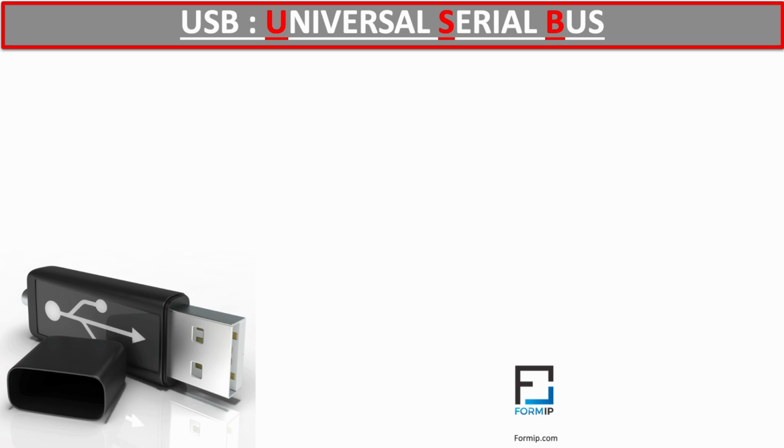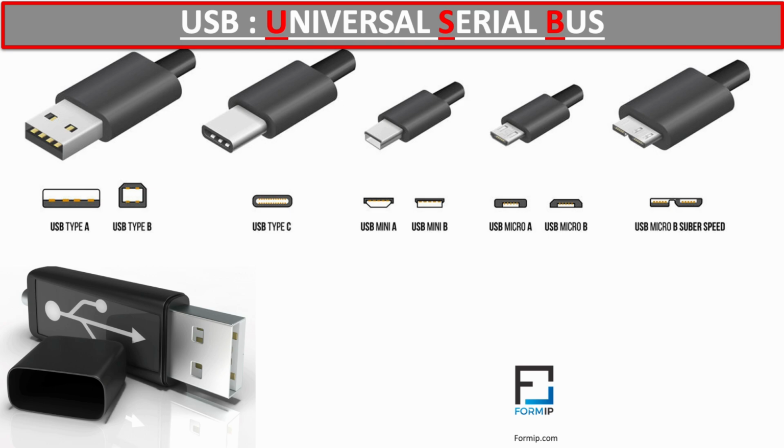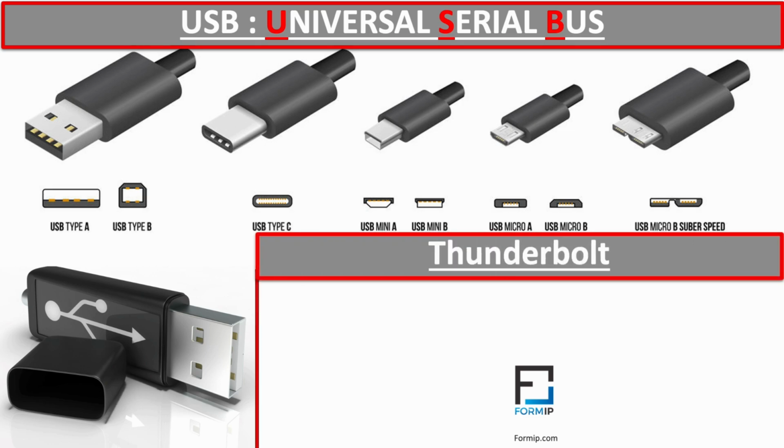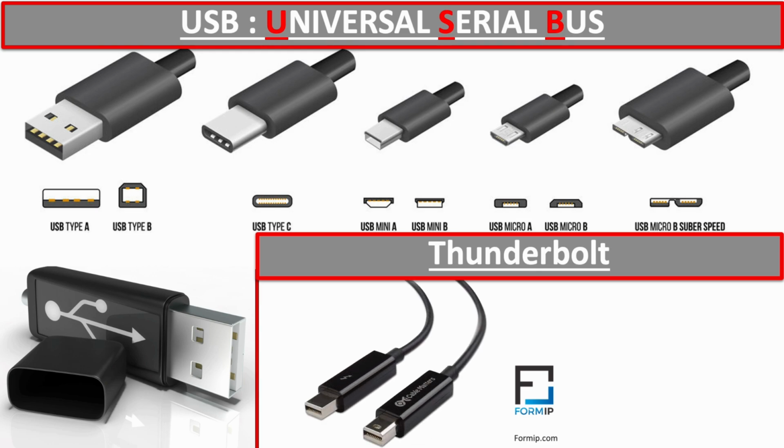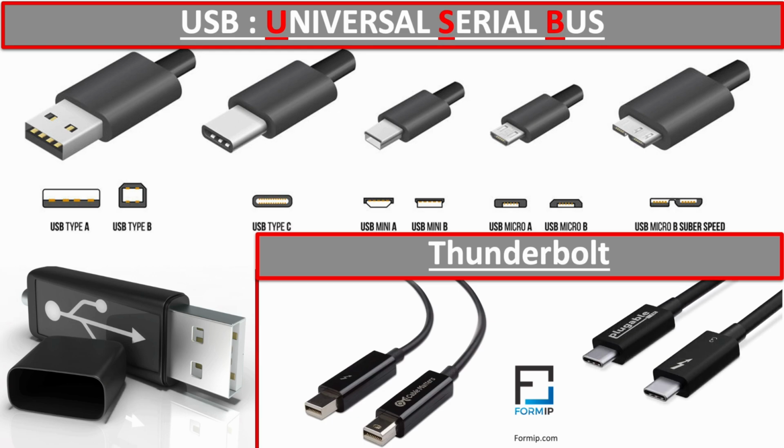So, there are several types of USB connectors. There is Type A, Type B, Mini USB, and Micro USB. There is also the Thunderbolt format, which was launched in 2011 and which was initially reserved for the Apple universe. Today, it is frequently found on PCs and is available in 3 different versions. Versions 1 and 2 use the same connector as the DisplayPort. And version 3 uses a USB Type-C connector.